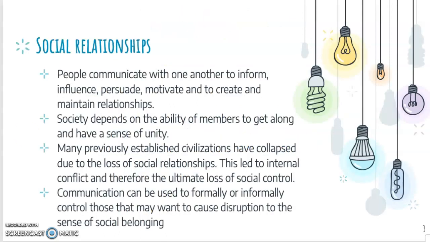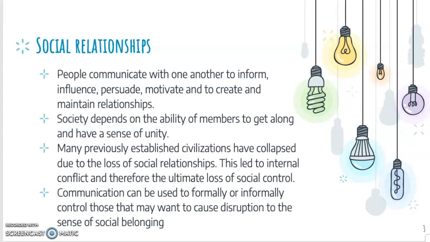Social relationships are really important, and I think we all know that, particularly during lockdown. We know that it's important to have interaction with other people, and communication is really what facilitates that relationship. Communication helps to inform, persuade, motivate, and maintain relationships that we already have existing. Society really depends on the ability of members to get along, and if members don't get along, conflict occurs. Previous civilizations have collapsed because of a loss of social relationships, which has led to internal conflict.